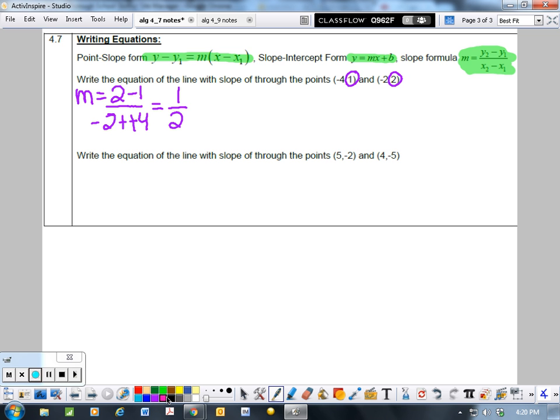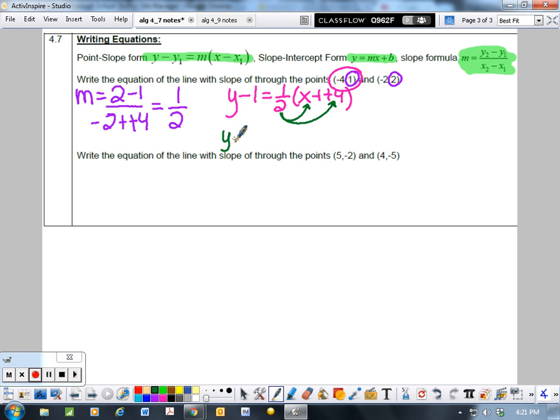So now I'm going to pick one point to go ahead and write my equation with. I'm going to go ahead and pick the first point. So I'm going to do y minus my y value equals my slope times x minus my x value. I'm going to take care of those double negatives. And now what I want to do is get rid of those parentheses. So I'm going to do 1/2 times x, 1/2 times 4.